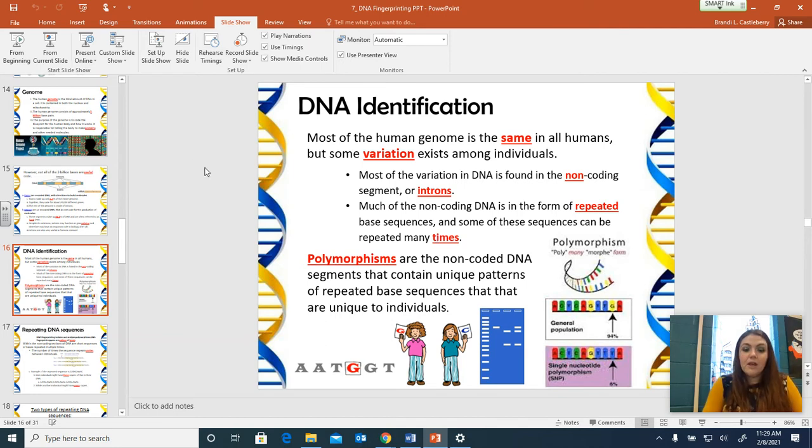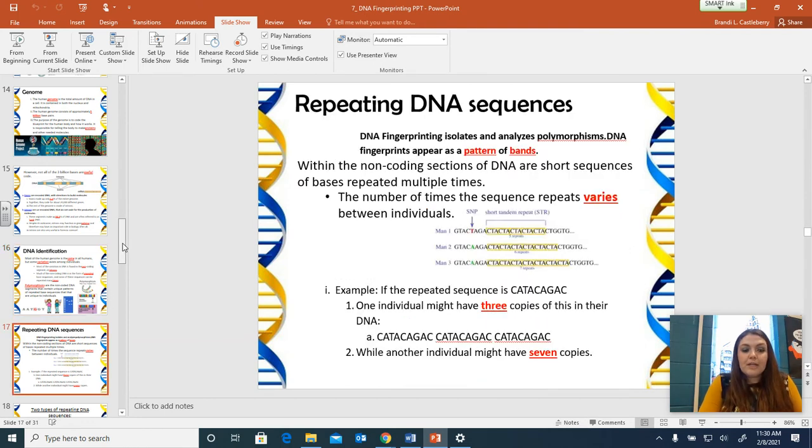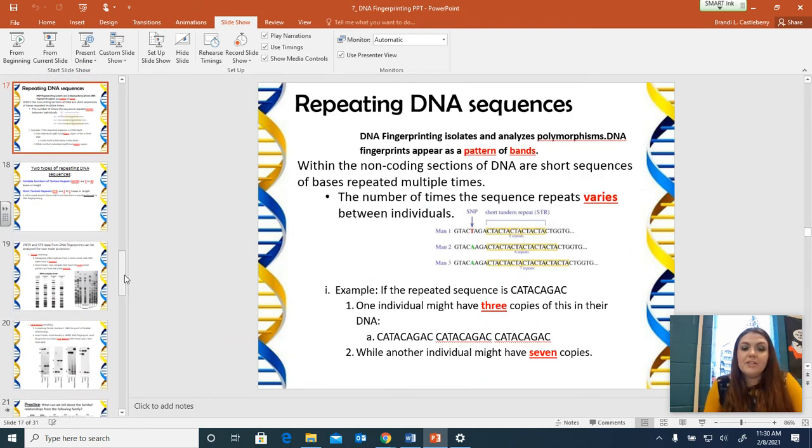Polymorphisms are the non-coded DNA segments that contain unique patterns of repeated base sequences that are unique to individuals. So our non-coded DNA, polymorphisms, contain unique patterns of repeated base sequences. So it's like AATT, and it does it again, AATT. And does again, AATT. So that's repeated sections of code. They don't code for a molecule, but they are specific in that you have that code in your body. For repeating DNA sequences, DNA fingerprinting isolates and analyzes the polymorphisms.